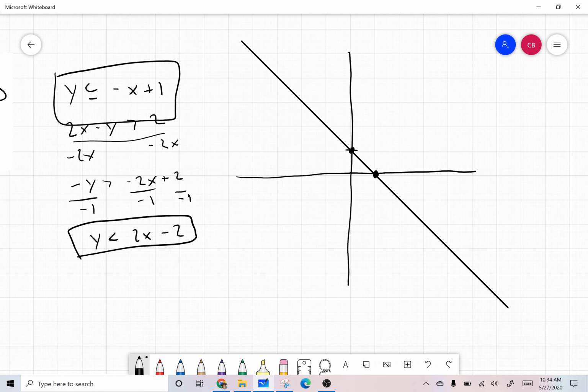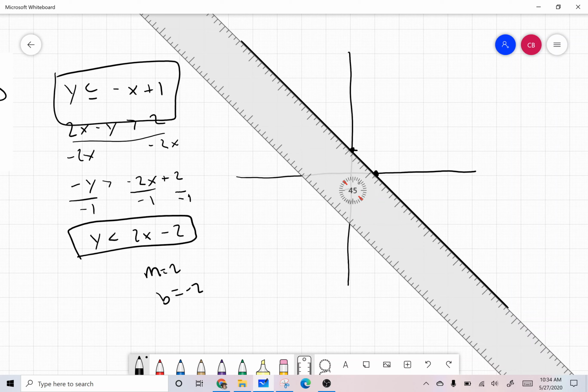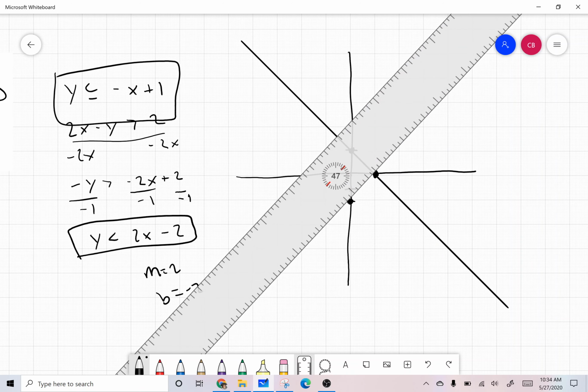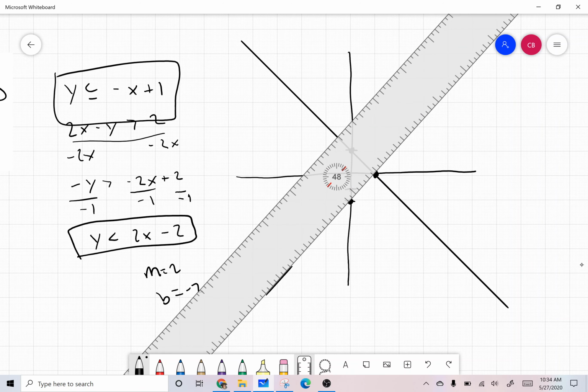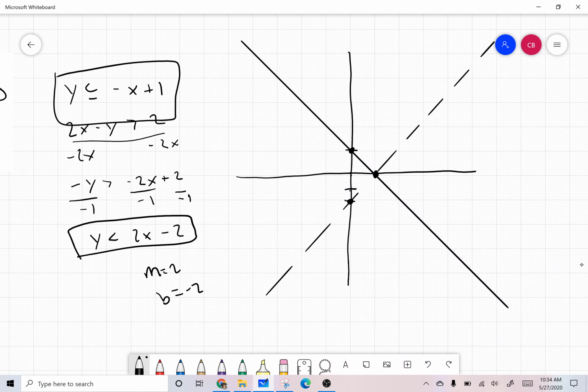Then we are going to graph the other one. So we go to negative 2. So we have m is 2. We have b is negative 2. So I'm saying go to negative 2. That's this. That's b. And then go up 2 over 1. Up 1, 2 over 1. That would be right here. So this one turns out to be a dotted line because it's not actually a solution.